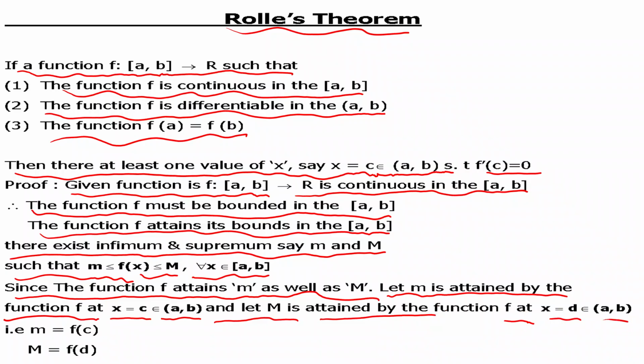Means if a function is continuous in the closed interval [a, b], the function must be bounded. If it is bounded and attains the bounds, that is m and M, which I had taken as infimum and supremum, then m equals f(c) and M equals f(d), because it is clearly mentioned in the statement that the function f is continuous in the closed interval [a, b]. Any function which is continuous in the closed interval [a, b] must attain its bounds, that is infimum and supremum, as I have mentioned clearly here.